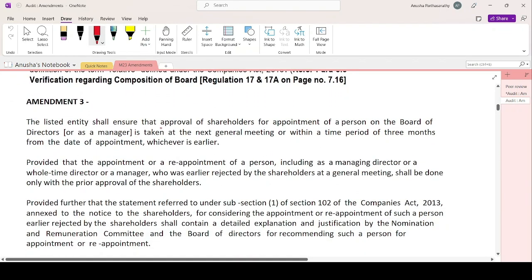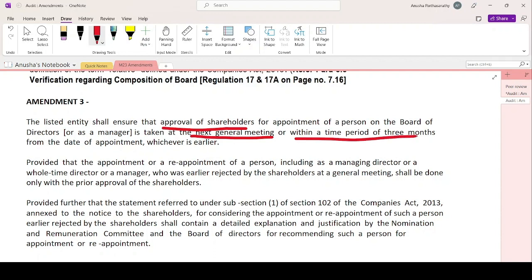The listed entity shall ensure the approval of shareholders for appointment of a person on the board of directors or as a manager is taken at the next general meeting or within a time period of 3 months from the date of appointment, whichever is earlier. Right. Earlier it was with some authorities. Now it is transferred to the shareholders.